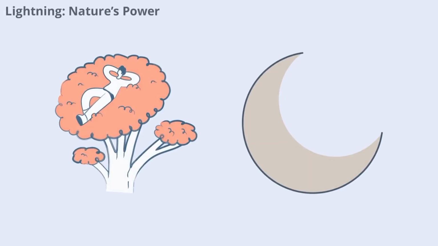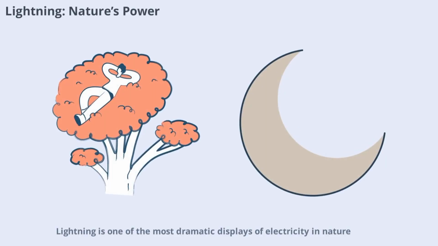Lightning is one of the most dramatic displays of electricity in nature. It's caused by the buildup and sudden release of static electricity in clouds. When the difference in charge becomes great enough, electrons leap through the air, creating a powerful bolt of lightning. This natural phenomenon reminds us of the immense power and potential of electricity.